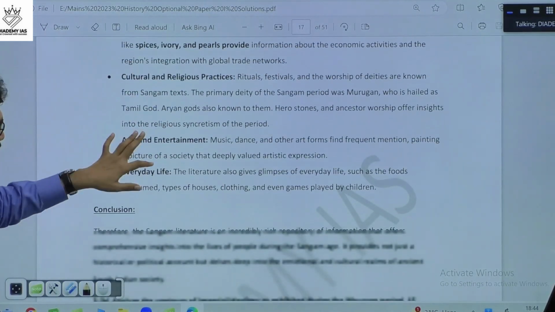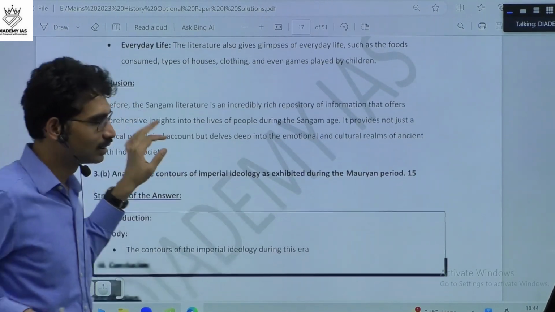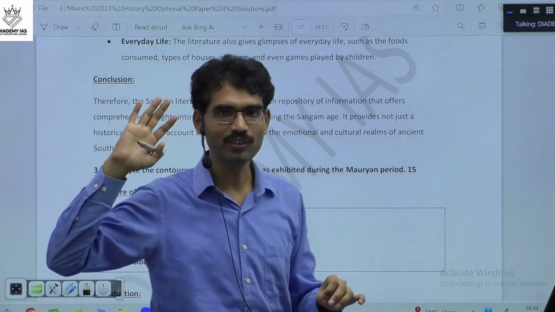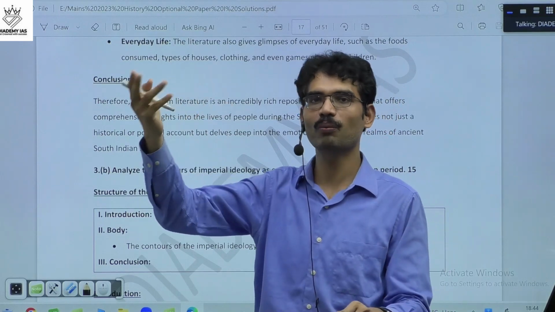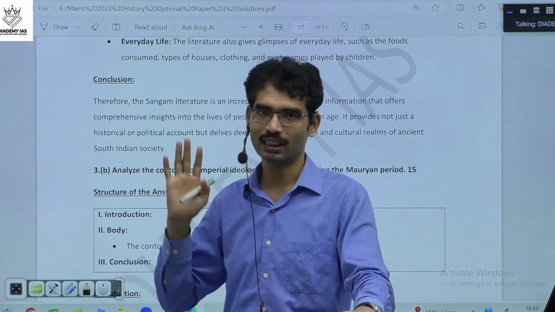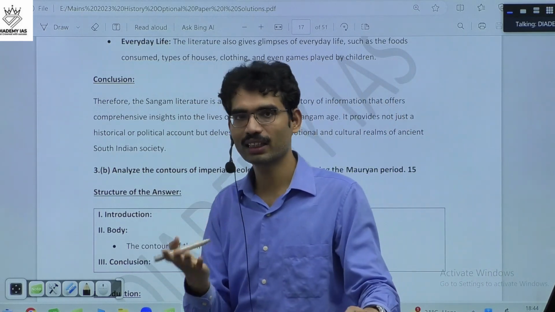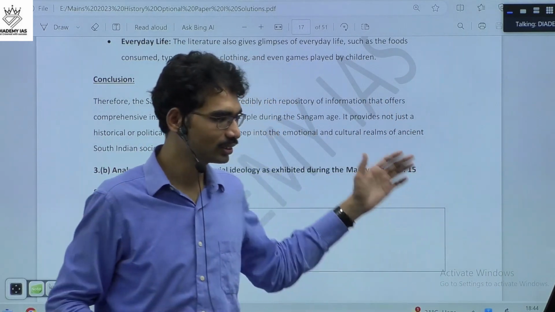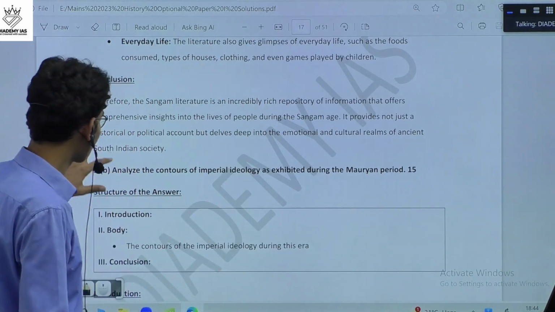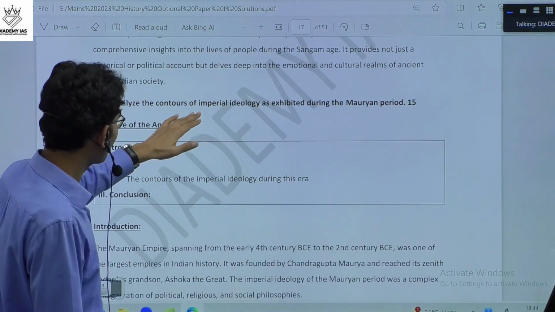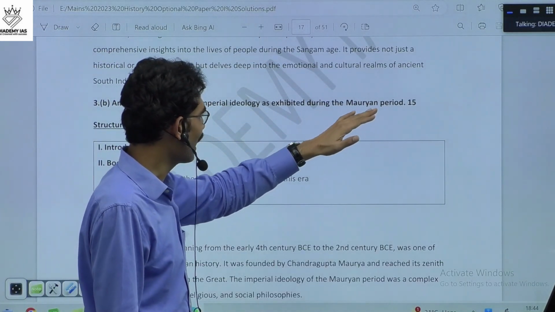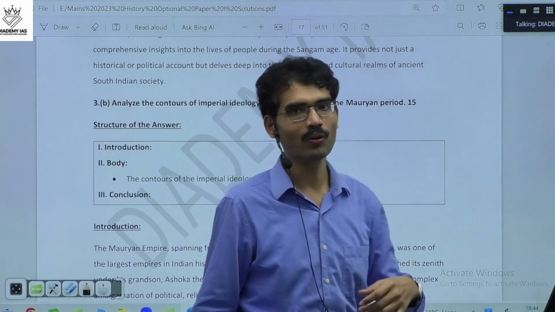So it is a straightforward question, nothing to fear at all. Just give the life of Sangam people. Whatever we know about the Sangam age, that is from Sangam literature only. If you read R.S. Sharma, or any other book also, it is a straightforward question, just mention it one by one. Third question, analyze the contours of imperial ideology as exhibited during the Mauryan period.